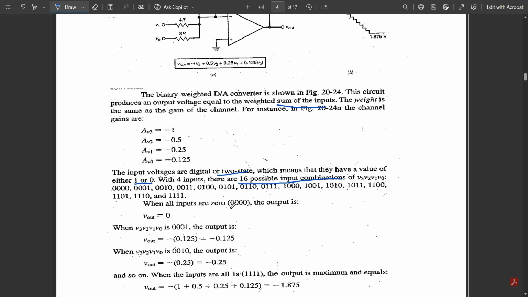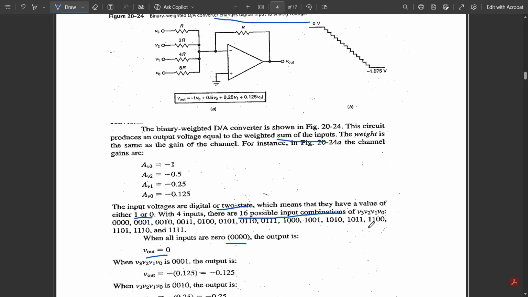When all the inputs are 0, the output V out is equal to 0. Why? Because if you substitute the values of V3, V2, V1, V0 in this equation, with respect to 4 bits, because 4 bits carry 16 combinations. So for the first combination, it is 0000.